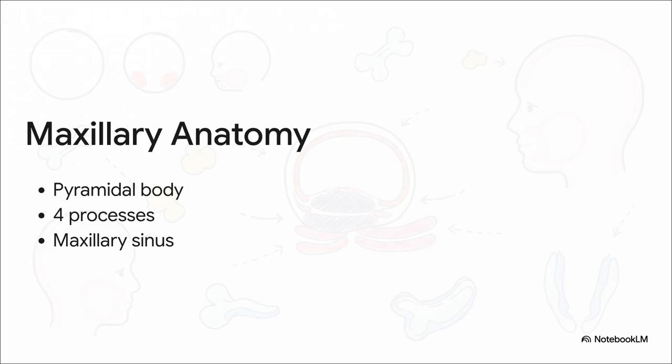A fully formed maxilla is basically a large pyramidal body featuring 4 very distinct processes: the zygomatic, the frontal, the alveolar, and the palatine. Oh, and it also houses the expansive maxillary sinus, which happens to be the largest paranasal air sinus in your whole body.